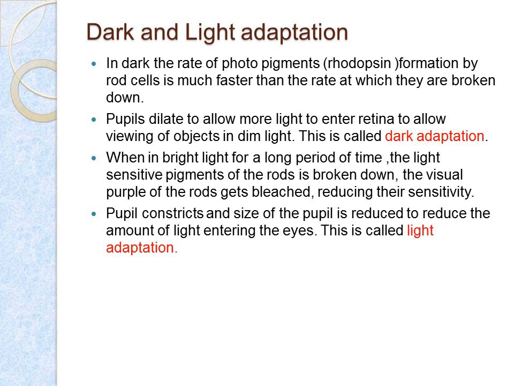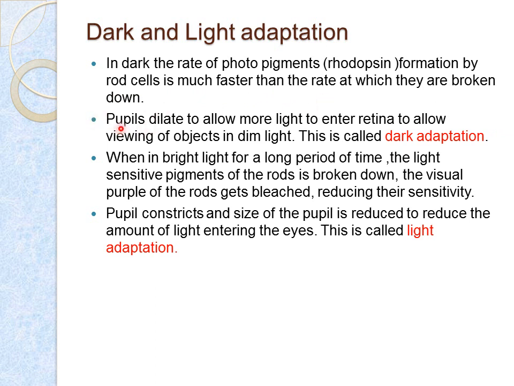Now in this slide we will discuss dark and light adaptation. I have written it very clearly that in the dark, the rate of photopigment formation by the rod cells is much faster than the rate at which they are broken down. We know that two photoreceptors, rods and cones, are there. The rod cells have a photopigment called rhodopsin, whereas the cone cells have iodopsin. Here the rate of formation is much faster than the rate at which they are broken down.